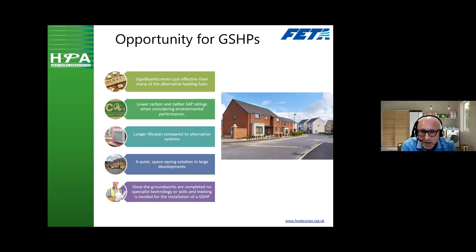So I'll just go through these. They're significantly more cost effective than many alternative heating fuels. They are very low carbon, with better SAP ratings when considering environmental performance. One of the benefits of ground source is that because the pipes are in the ground, they're unaffected by air temperature. So you get a pretty stable efficiency all year round. Very long lifespan compared to alternative systems.